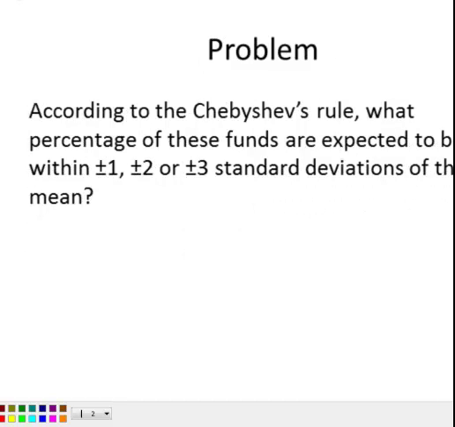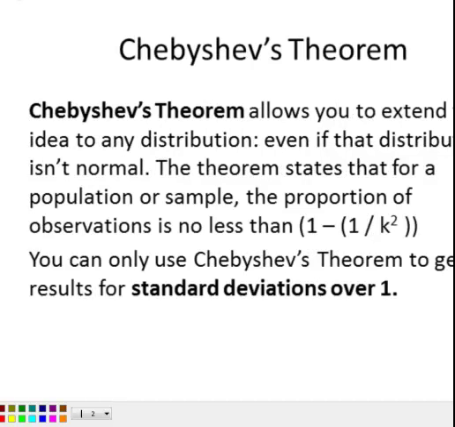According to Chebyshev's rule, what percentage of these funds are expected to be within one, two, or three standard deviations of the mean? Well, let's talk about Chebyshev's theorem. This allows you to extend the idea to any distribution, even if that distribution is not normal. The theorem states that for a population or sample, the proportion of observations is no less than 1 minus 1 over k squared. You can use Chebyshev's theorem to get results for standard deviations over 1.